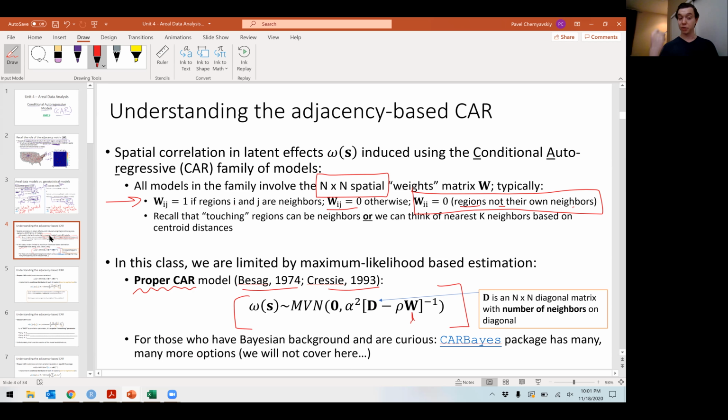W is the adjacency matrix. This capital D is an n by n diagonal matrix with the number of neighbors on the diagonal. So not to be confused with the identity matrix, which just has ones in the diagonal. This matrix is n by n with the number of neighbors that each region has on the diagonal.